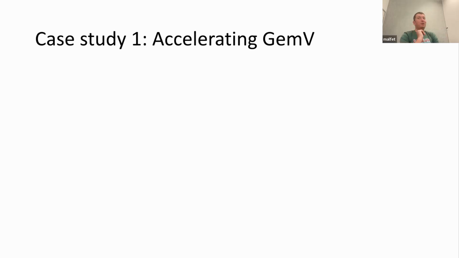Now I'm going to go through a case study. One is accelerating GEMV. GEMV is the matrix vector multiplication operation. Why is it interesting to accelerate it? Because it's very important for LLMs. When you feed a token and want to predict the next token, it's mostly GEMV operations. I think 70% of all the compute time is spent on GEMV.